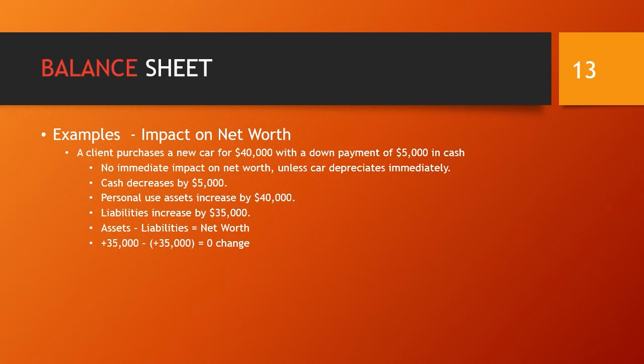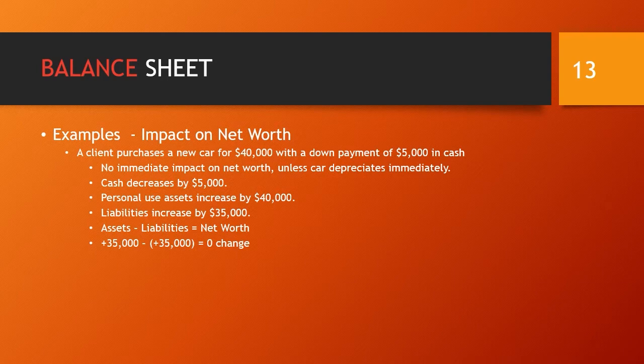But we acquired an asset. What asset did we acquire? We got a car. What's the car worth? $40,000. So personal use assets goes up by $40,000. Therefore, we spent $5,000 of liquid assets. Those go down by 5. Personal assets go up by 40. So total assets goes up by $35,000, right? Because we have this car that's worth 40, even though we spent 5,000 of our liquid assets. So total assets goes up by 35.